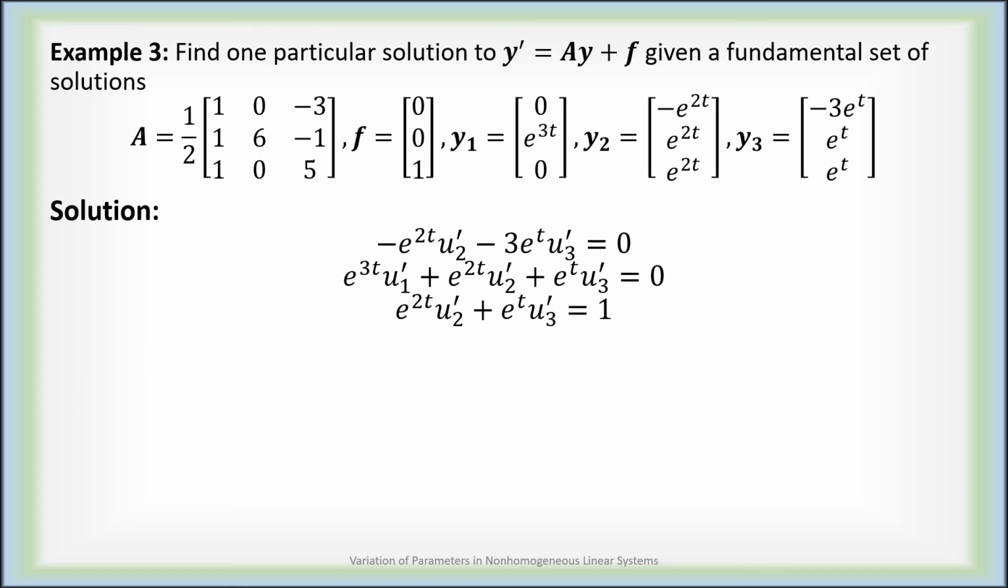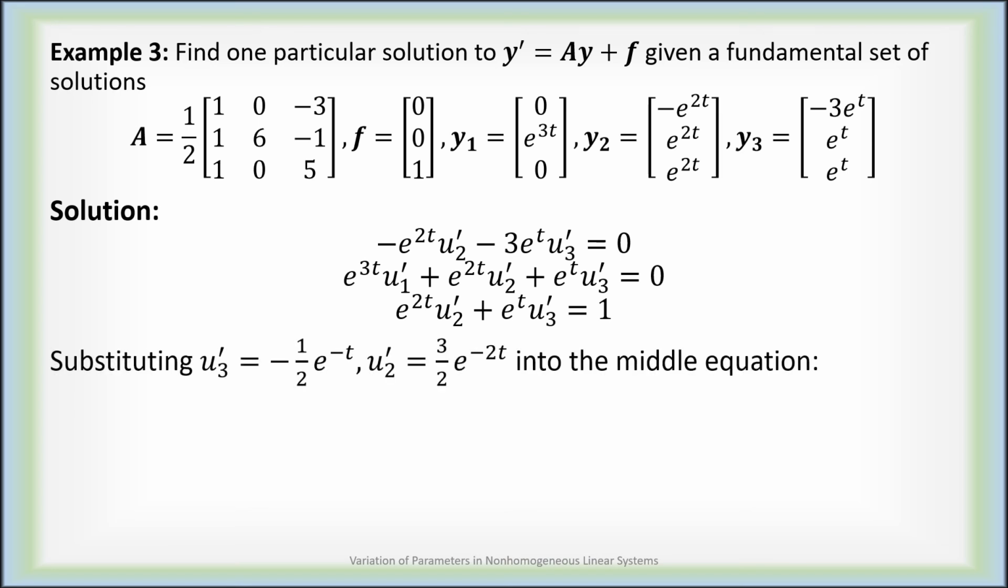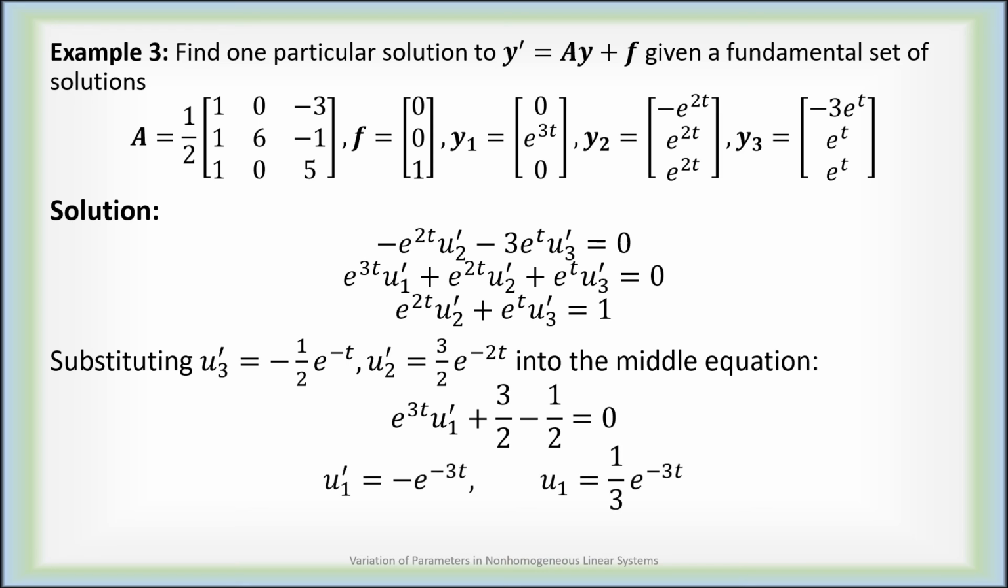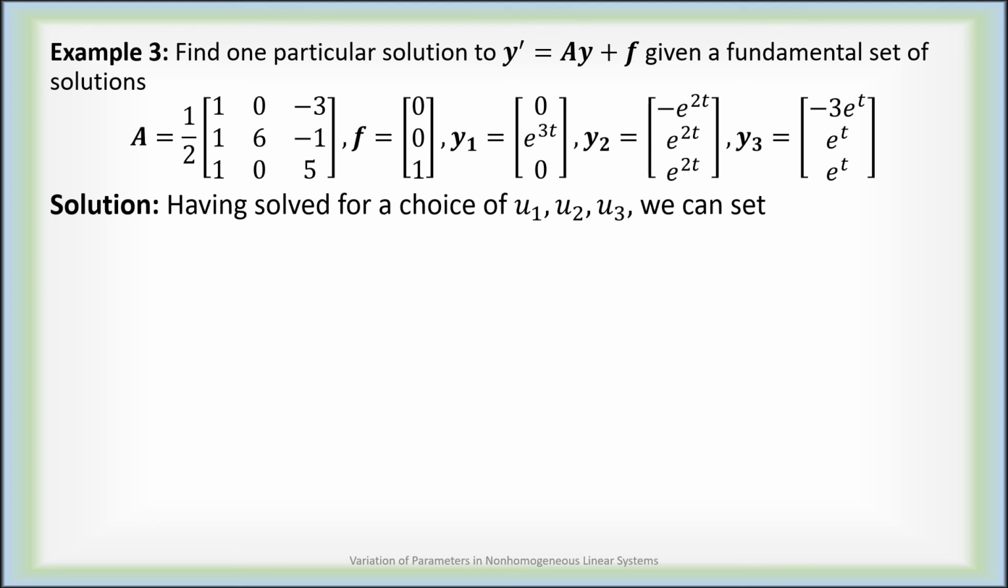Well, here was our original system. We've already determined that u3 prime and u2 prime have these known values. So if I take those two values for u2 prime and u3 prime and substitute them into the middle equation, we're now in a position to solve for u1 prime. Solve for u1 prime and integrate, and we determine that u1 is 1/3 e to the minus 3t. So we have solved for a possible choice of u1, u2, and u3.